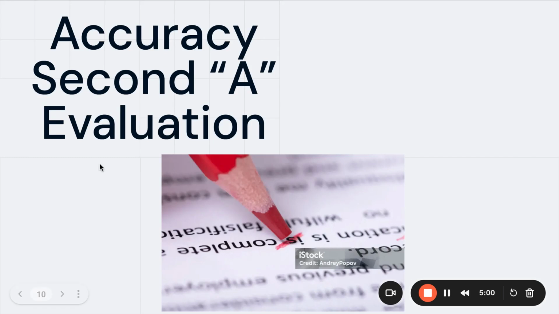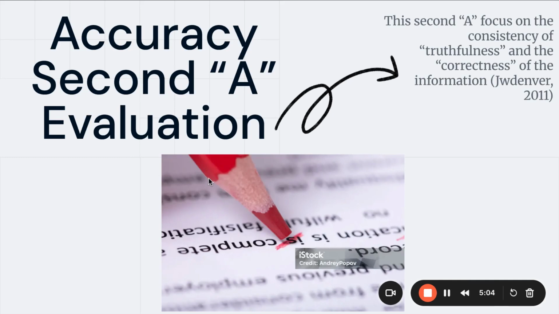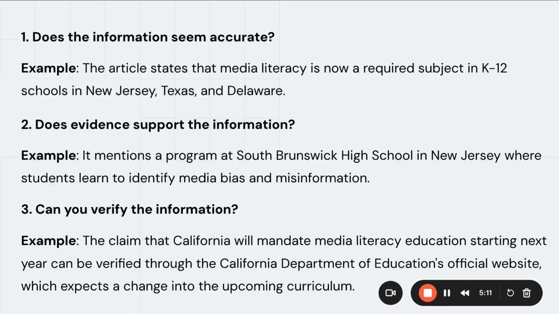Moving on to the second A, accuracy. Accuracy stands for the consistency, truthfulness, and correctness of the information. There are multiple questions that need to be answered in order to know the accuracy of a document. For example, does the information seem accurate? This article states that media literacy is now a requirement in the subject from K to 12 in schools in New Jersey, Texas, and Delaware.